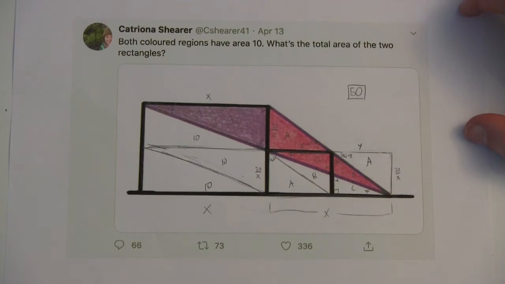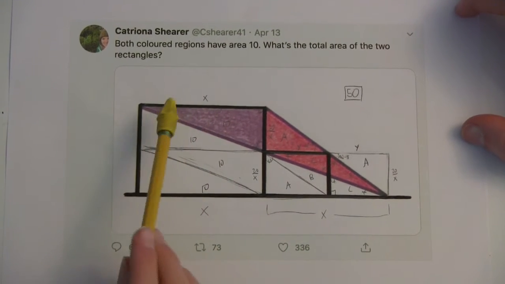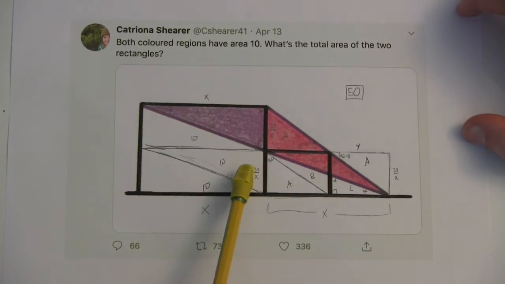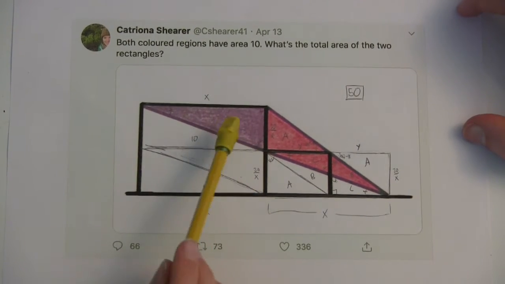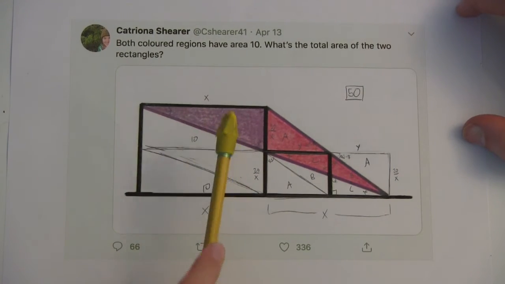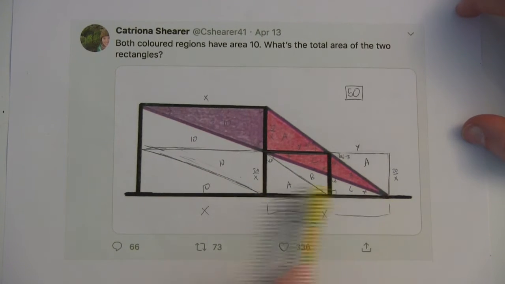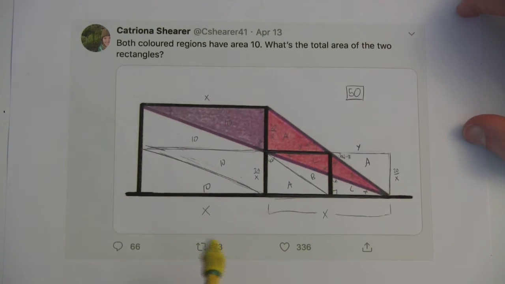First I started by labeling sides. I labeled this long side as x, and then this as 20 over x, because they multiply together to be 10. Then you can see that this length here is also x. Yep, I see that. But explain why. That's a good observation.